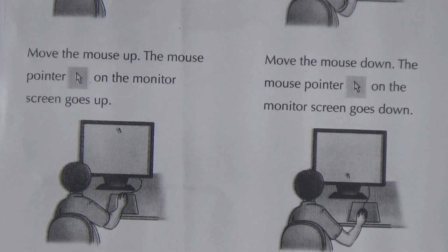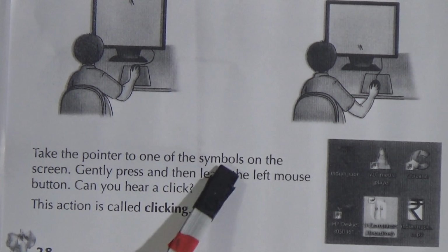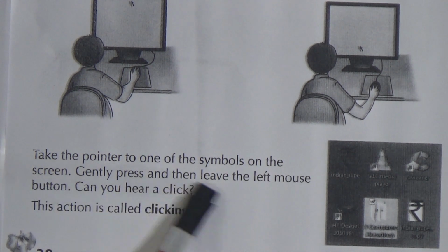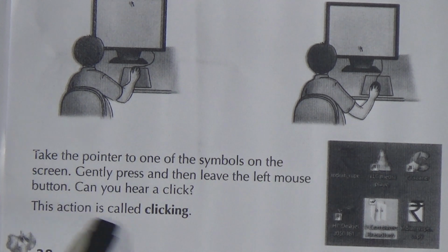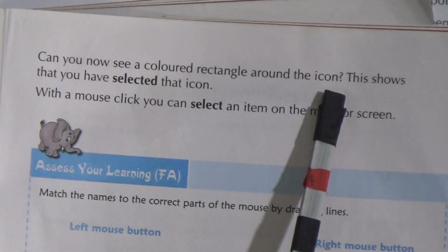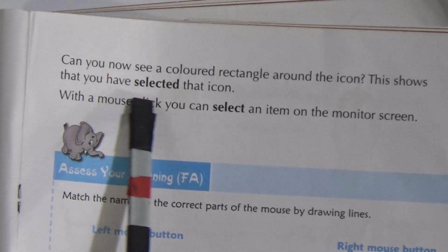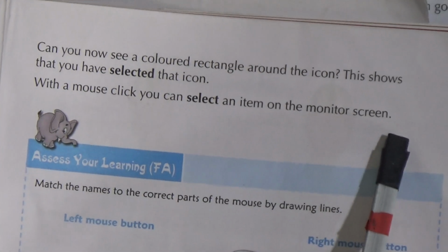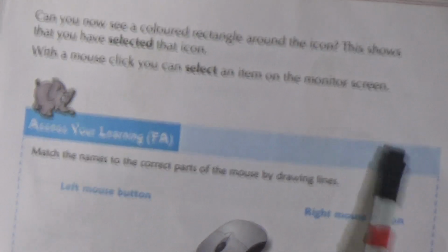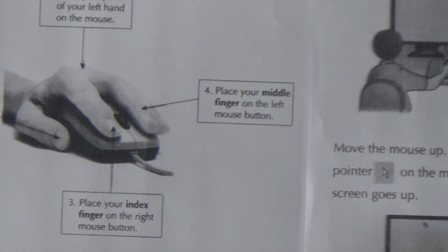Then take the pointer to one of the symbols on the screen, gently press and then release the left mouse button. Can you hear a click? Yes. This action is called clicking. Then page number 29. Can you now see a colored rectangle around the icon? This shows that you have selected that icon. With a mouse click, you can select an item on the monitor screen.